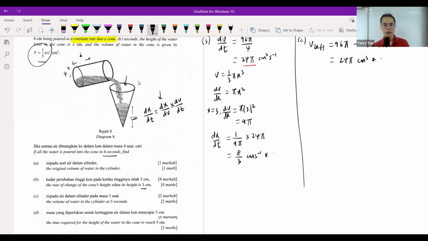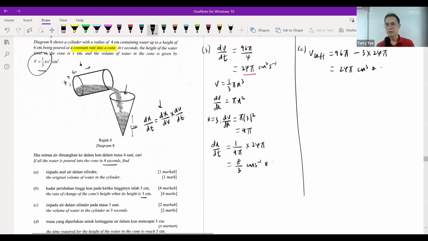Find the time required for the height of the water in the cone to reach 5 cm. So the water in the cone will keep increasing, right? But we want to find the time. Before we find the time, we find the volume of water in the cone first, okay? So volume of water in the cone is given by 1 over 3 pi x cubed. Your x is now 5 cm, 5 cubed. So 5 cubed is 125/3.